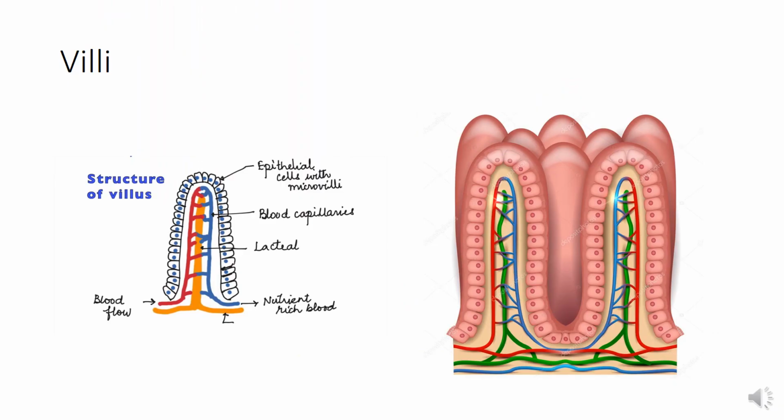Each intestinal villus is approximately 1 mm in length and 0.1 mm in diameter. So length is 1 mm and diameter is 0.1 millimeter. About 10 to 40 villi are present per square millimeter of the mucosal surface. They are most abundant in the beginning of the small intestine but diminish in number towards the end of the intestine. Now the shape of the intestinal villi varies in different parts of the small intestine.